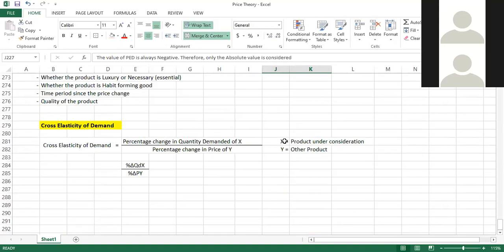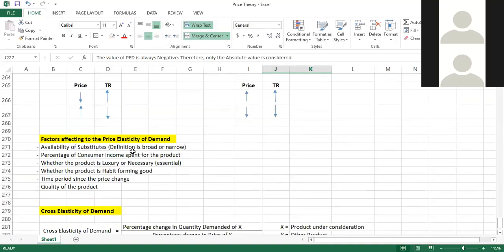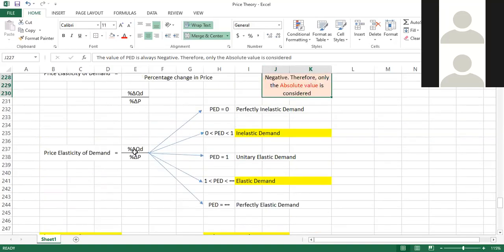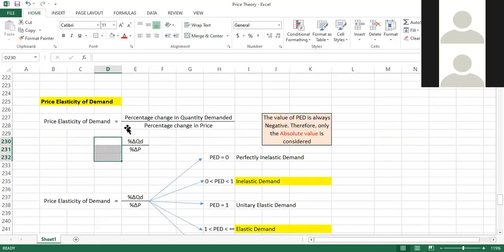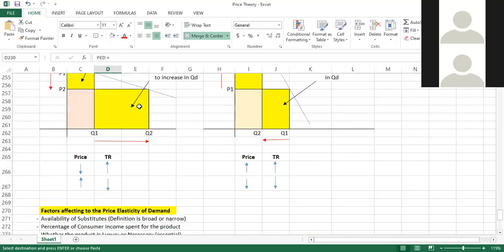But for cross elasticity of demand, we need to consider the sign. For the price elasticity of demand, as I mentioned earlier, we use the term PED. But for the cross elasticity of demand, usually what is the sign we use?